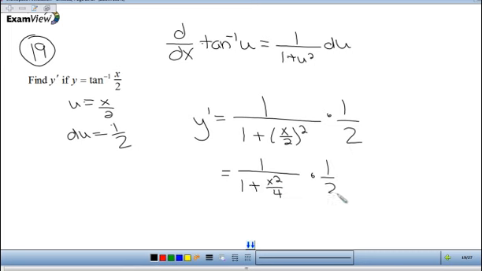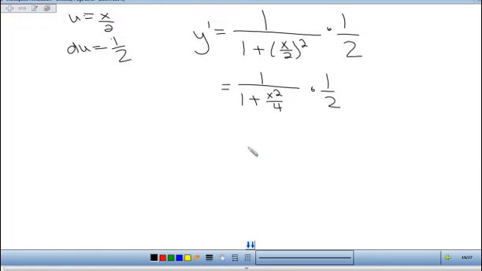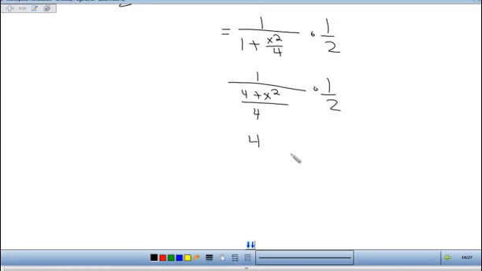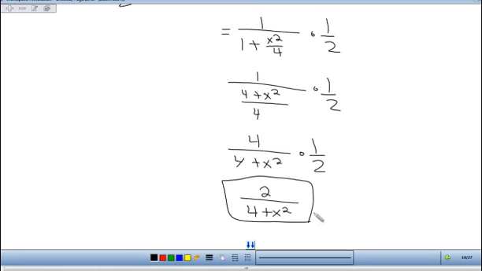Okay, so now we need to find common denominators. The common denominator is 4. Multiply by the reciprocal. And the 2 will cancel. There's my derivative.